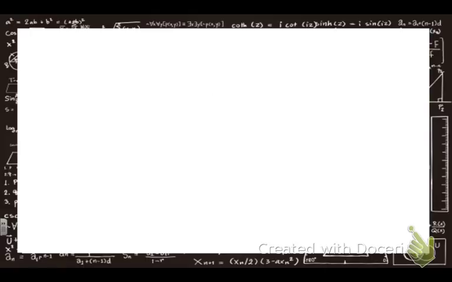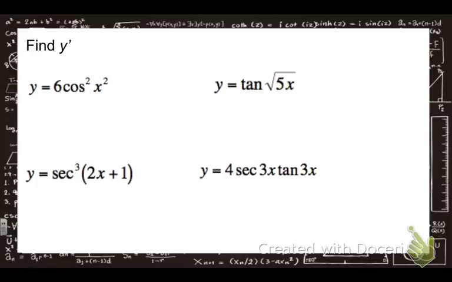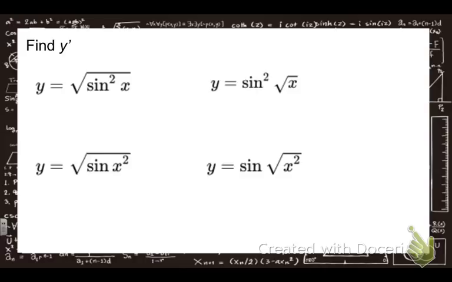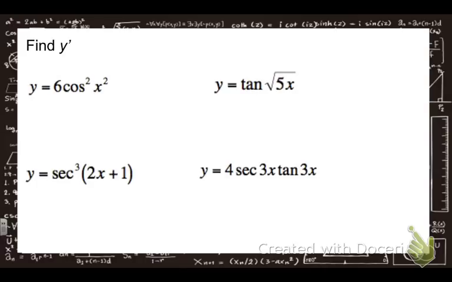Alright, we have 4 examples here, and I think, if I remember correctly, this is our last slide. So we'll go ahead and finish these 4 examples, and we'll be done for today. We're going to do 2 of these together, and then I want you guys to do 2 of them on your own. The ones that we're going to do together are the first one and the last one, and then you guys are going to do the other 2 on your own.